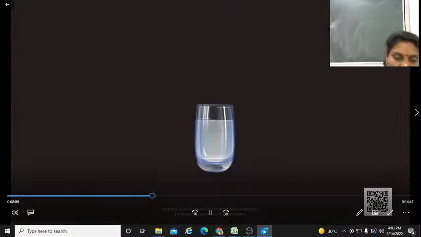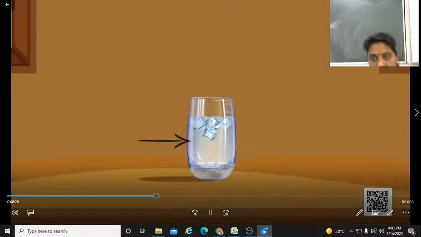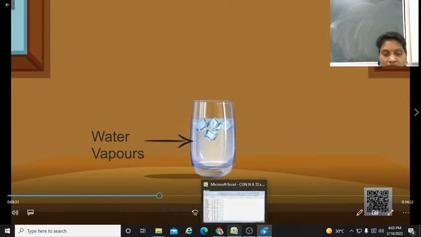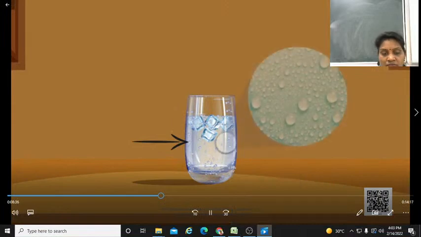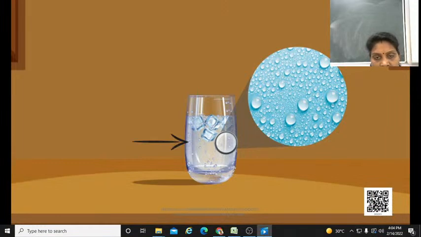For this, take a glass tumbler. It will be good if the glass is of some metallic material. Put some pieces of ice in it. After some time, you will see small droplets of water on the outer surface of the glass. Children, where have these water droplets come from? In fact, these water droplets are nothing but the water vapors which, when they come in contact with a cool surface, condense to form small droplets of water.